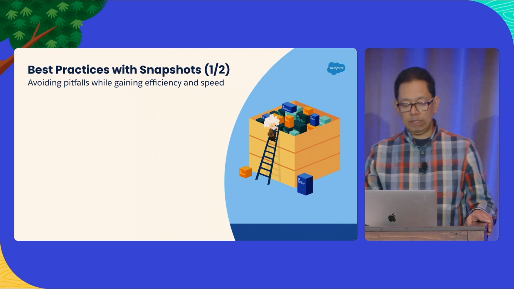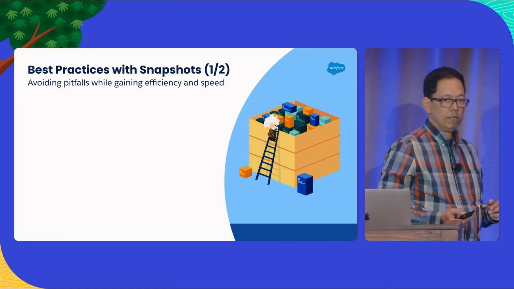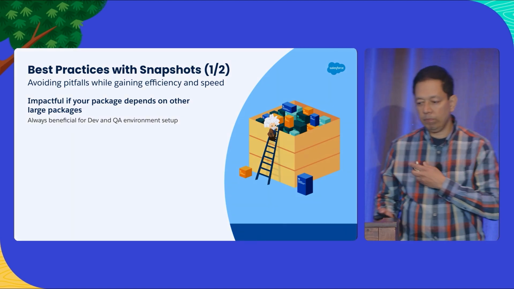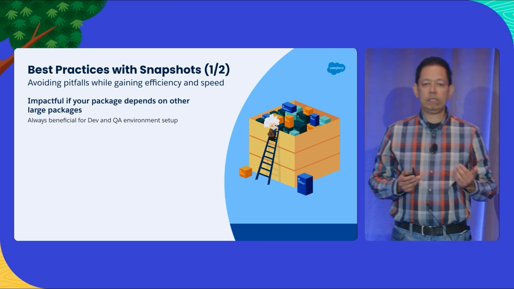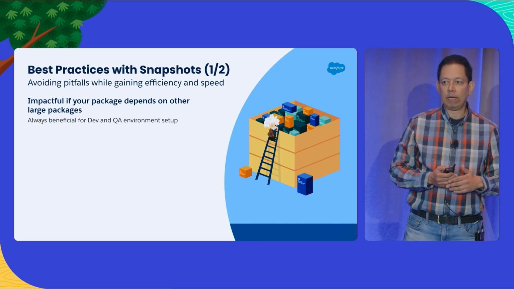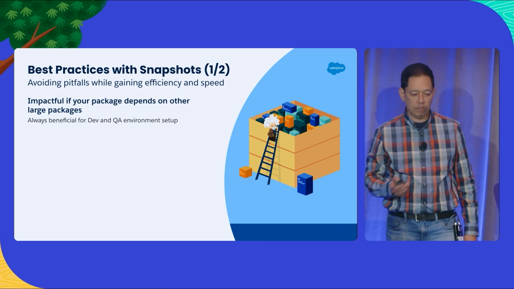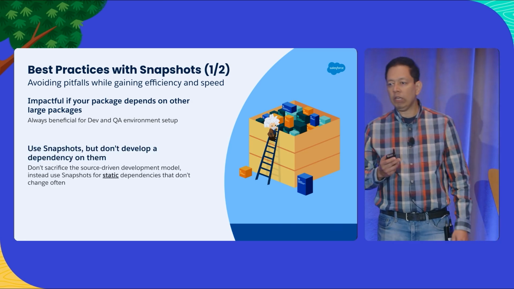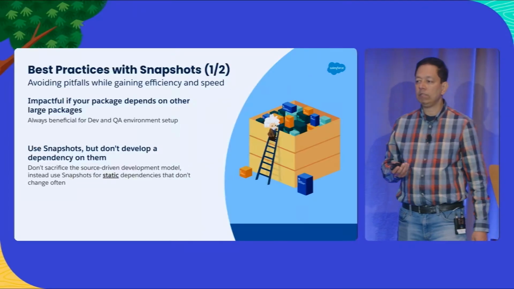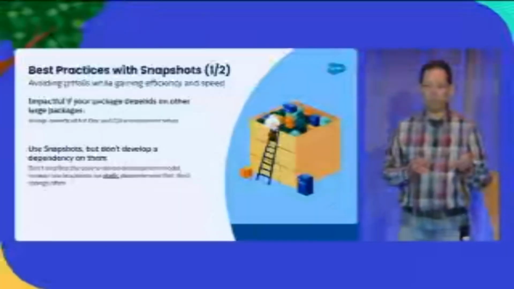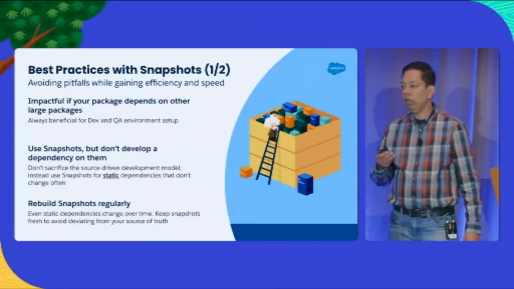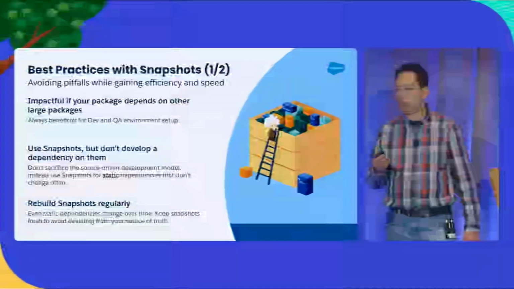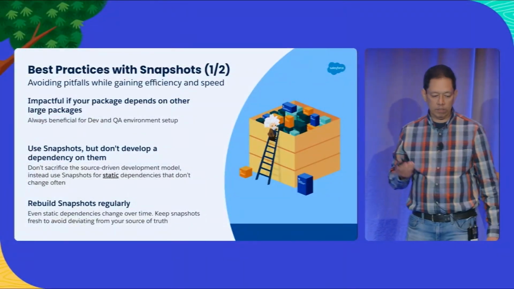Now, in terms of best practices for snapshots, it's important that snapshots be used in a careful manner. We recommend that in the case of package builds, snapshots help if your package really depends on really large packages, but from a dev and QA standpoint, snapshots can always help. We strongly recommend that you don't develop a dependency on snapshots, because snapshots take you away from source-driven development, so don't depend on the metadata that is present in the snapshot. Build them often. We recommend that you rebuild your snapshots and know how to do them programmatically without depending on what's in the snapshot.